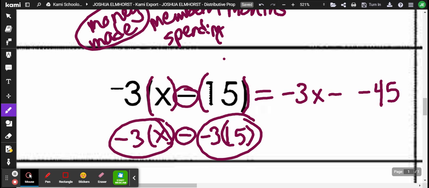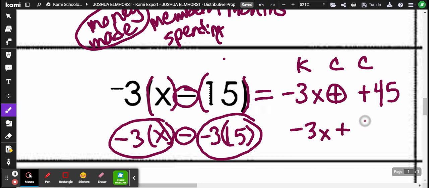So integer rules, a negative times a positive is going to be negative. But then we go to subtraction. Subtracting negatives is the same as adding the opposite. That is following the keep change rule. So the equivalent expression would be -3x plus 45.